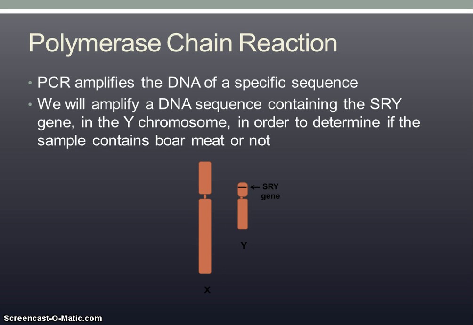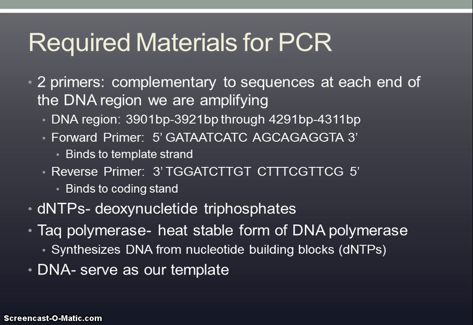So our chosen method of experimentation is polymerase chain reaction, also known as PCR, and PCR amplifies the DNA of a specific sequence. In this specific experiment, we will amplify a DNA sequence containing the SRY gene, which is located on the Y chromosome, in order to determine if a sample contains boar meat or not. In order for us to successfully complete this PCR experiment, we will need all of the required materials listed below.